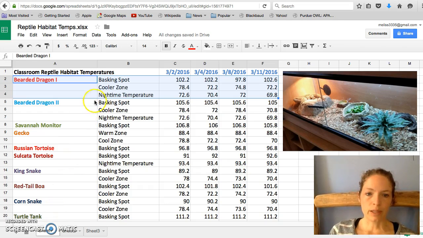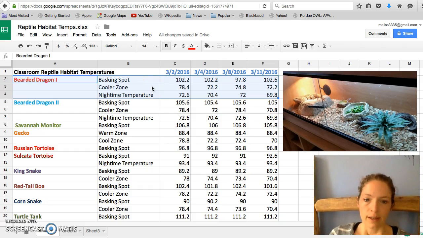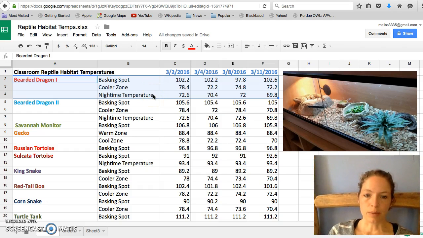And what I am looking at are a couple of areas within one tank. For instance, the basking spots, those are very important areas of the tank. You could see one over here. This is a hot spot within the tank, and a lot of these reptiles need very, very hot basking spots. So I'm looking at the basking spots, I'm looking at cooler zones in the tank, and I'm looking at the nighttime temperatures. So here are the dates.